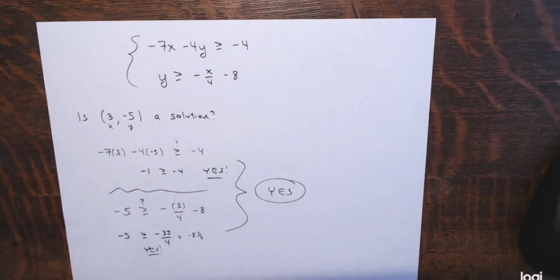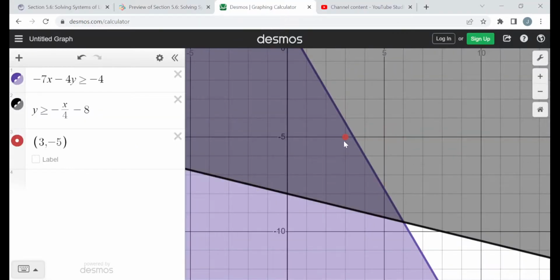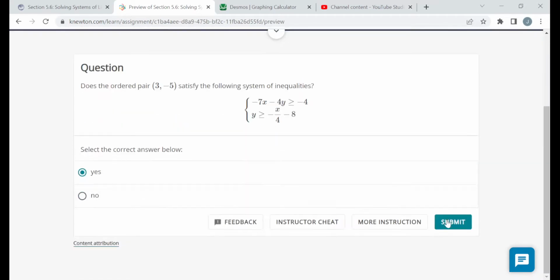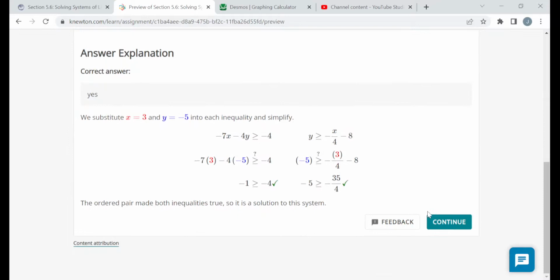This point is a solution of the system. And you saw also on the graph that point shows up in the overlapping region. That point shows up in the region with all the other solutions to the system, to both inequalities. All right, so the answer is yes. Great. All right, next.